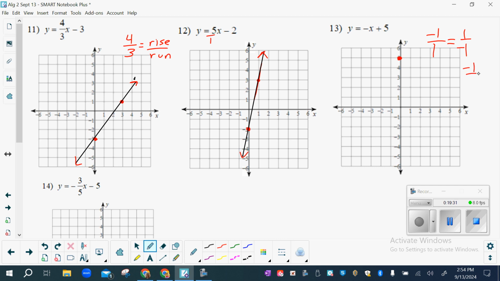Could I do it this way? No, what's wrong with that? That makes it a positive. Okay, so you can put your negative on the top, you can put it on the bottom, but you can't put it on the top and the bottom because that makes your slope positive. So we can go up 1, left 1, or we can go down 1, right 1. Doesn't matter which one we do. Still going to give us the same line.